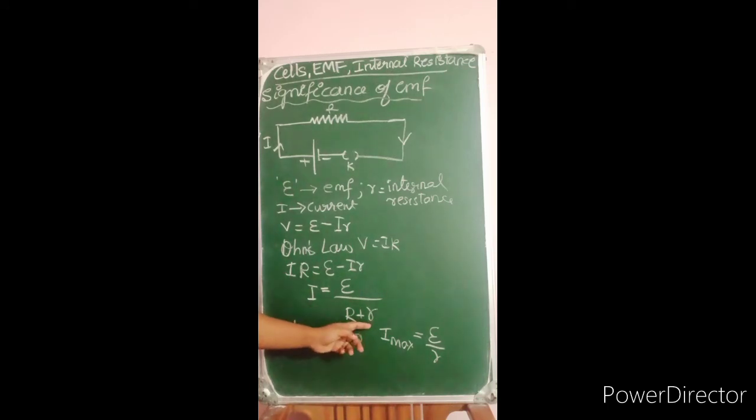What is internal resistance? We have mentioned internal resistance here. r is the internal resistance. It is nothing but the resistance offered by the cell to current flow. That is called internal resistance. This internal resistance depends on the distance between the plates, the concentration of the electrolyte, the nature of the electrolytes and electrodes, and also the area of the plates. These are the factors on which internal resistance depends.